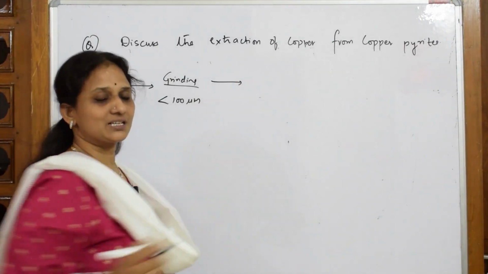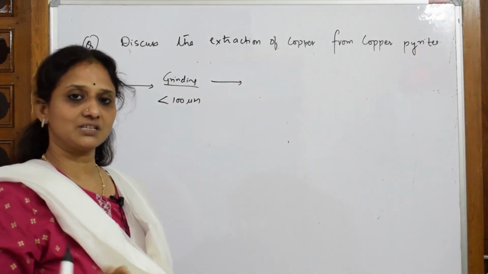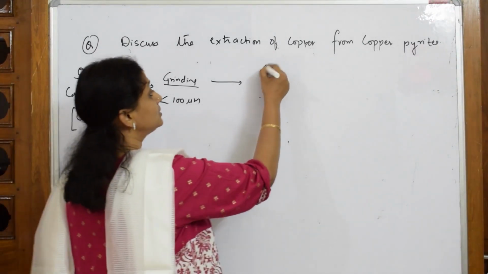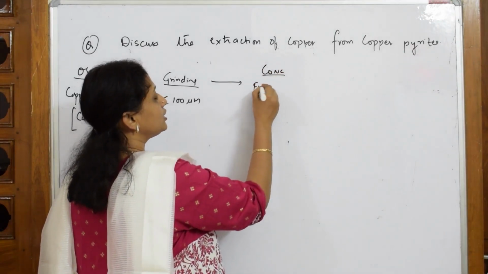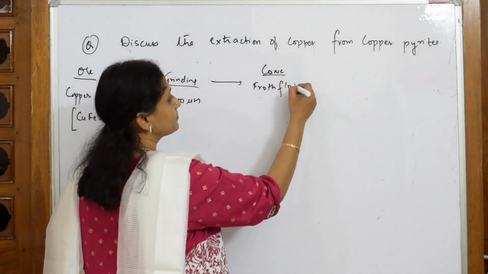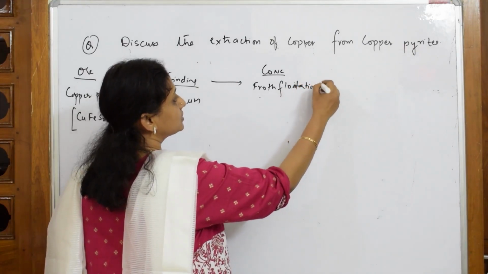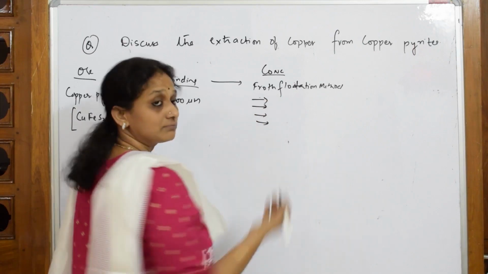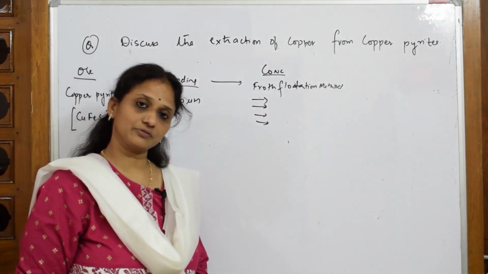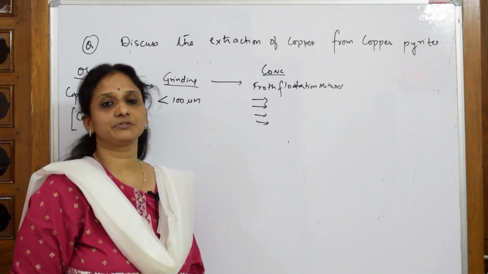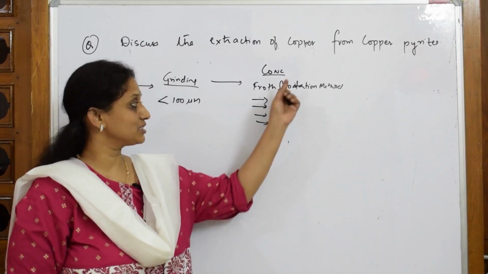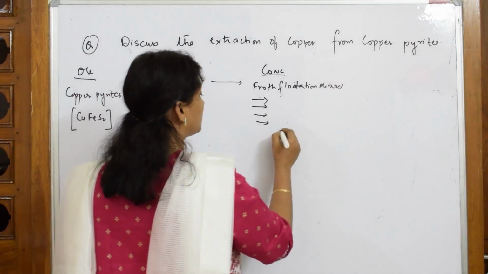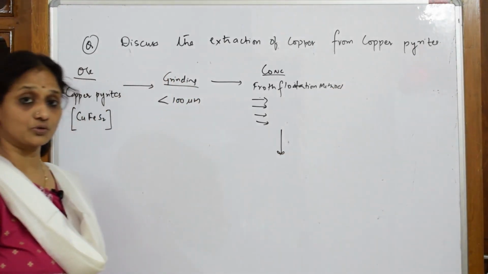Please write a few points about this: how it's taken, ground into fine particles, dust particles are removed, sand is also removed. After grinding, we're going to send it to a concentration method, and you will write the froth flotation method. In this froth flotation method, please add some points, such as the different collecting agents and frothing agents. Please mention all the points. After froth flotation, we are going to take it to a process called roasting.